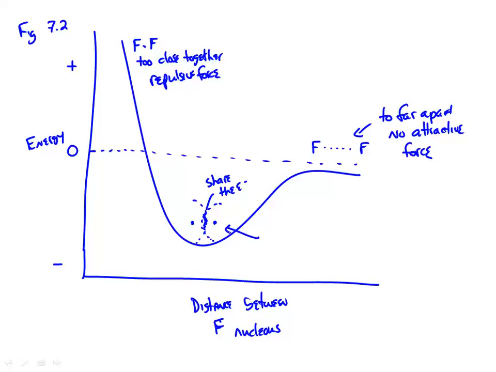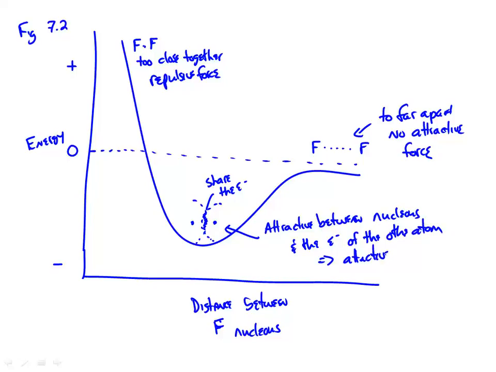And so here we're in the region where the attractive force between the nucleus and the electron of the other atom leads to the attractive force being greater than the repulsive force. And so what you really end up having is the optimal spot for those atoms to exist. I still didn't have a whole lot of overlap there.